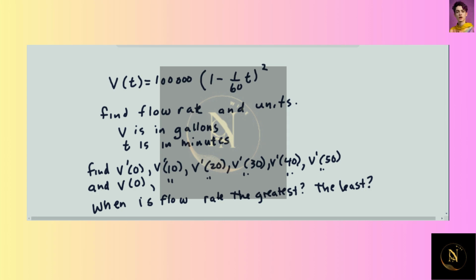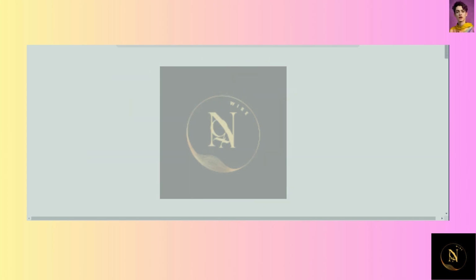Okay, we have a tank and water is flowing out of it, and this is a formula for the volume of it. So it wants us to find the flow rate and the units of the flow rate and then plug some numbers in. So let's see what happens.